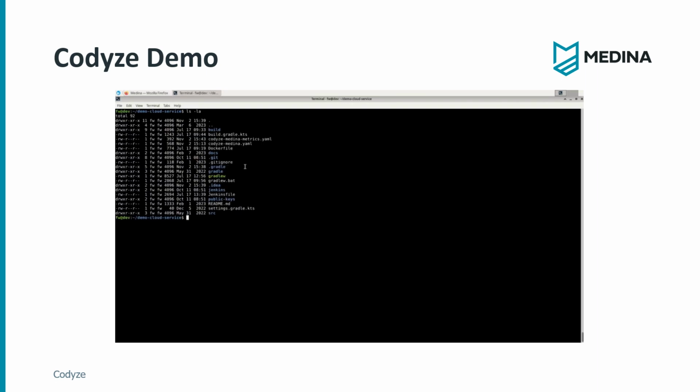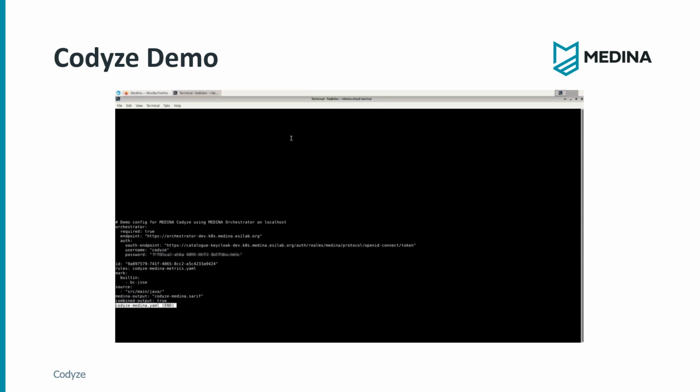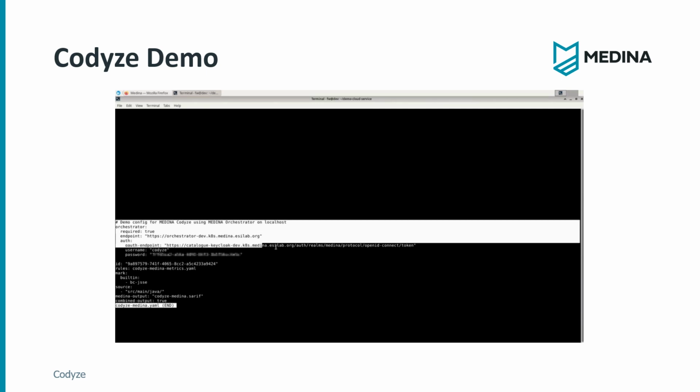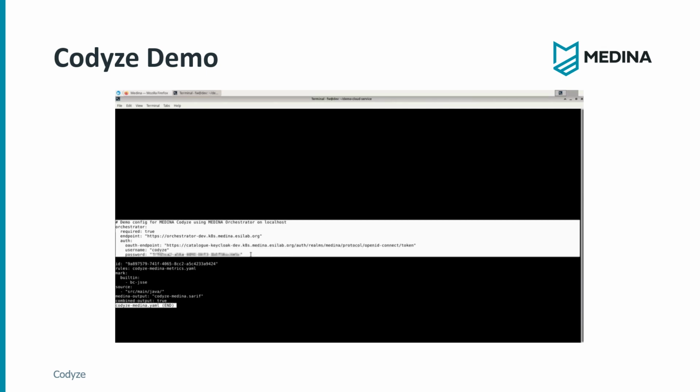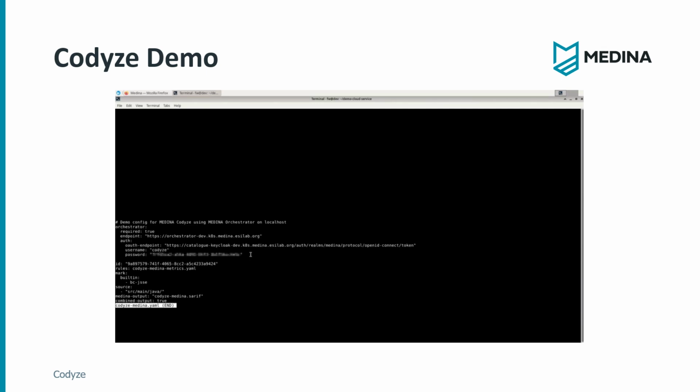The project contains configuration files for Codyze. These files are Codyze MEDINA YAML and Codyze MEDINA metrics YAML. Within Codyze MEDINA YAML, we define the connection to the orchestrator. This connection requires authentication. The authentication credentials are included in the configuration file for simplicity. In production scenarios, one would inject these credentials securely through the CI/CD pipeline.